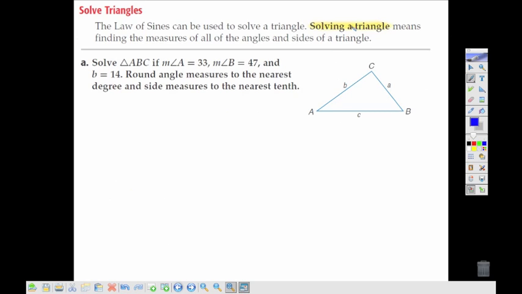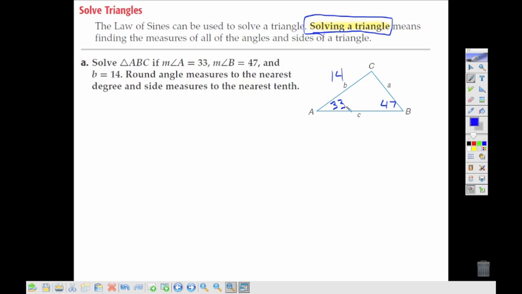Okay, the next thing they'll be talking about is solving a triangle. When the problem says to solve the triangle, they want all of the angles and all of the sides. So in this one, what we have is angle A, we have angle B, we have side B, and that's it. And we want to find everything here.